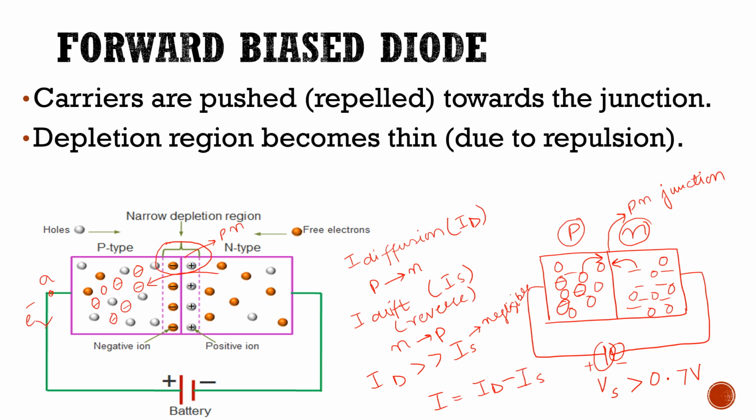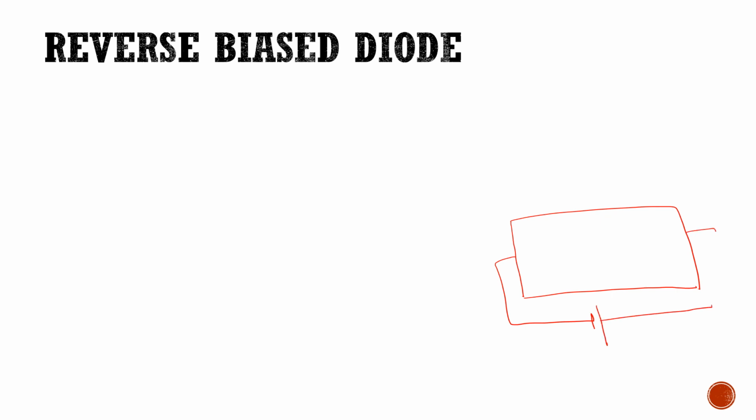So, this is forward biased diode. Now we will look at reverse bias diode. In reverse bias diode, P region is connected to the negative terminal of the battery and N region is connected to the positive terminal of the battery.